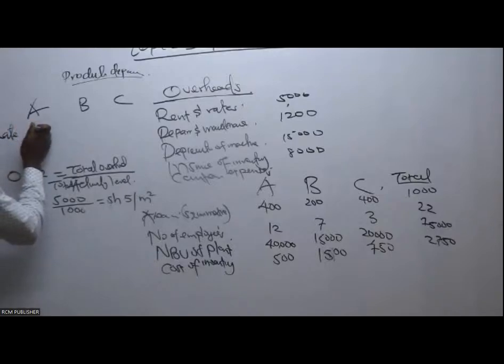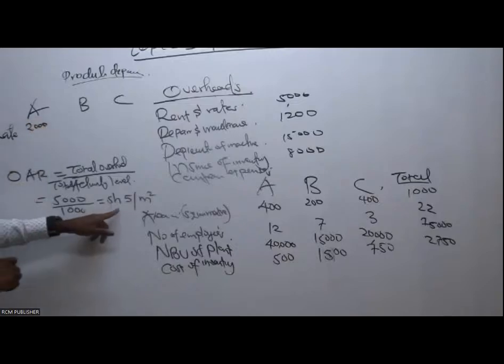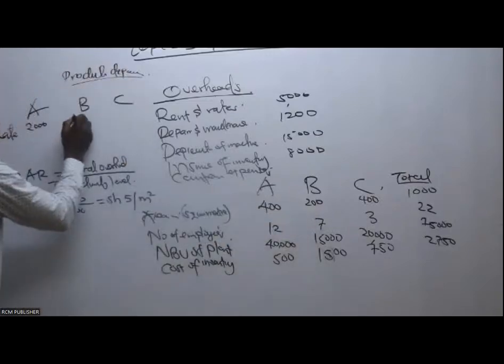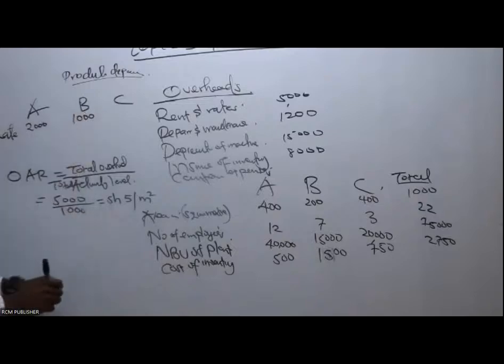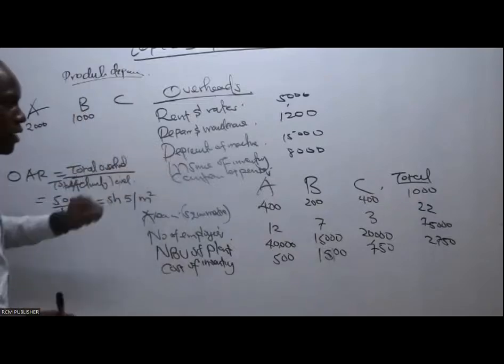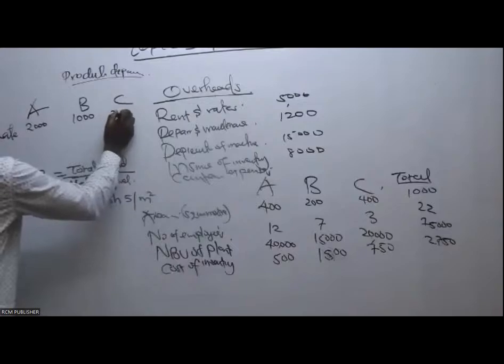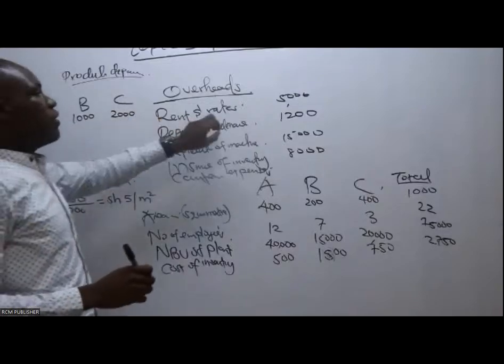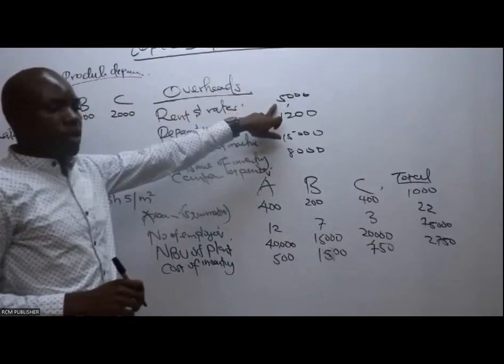Is it 20 or 2,000? It's going to be 2,000. We're going to have 5 times 200, which will give us 1,000. And then we are going to have 400 for C, which gives us the same value of 2,000. If I add these two things, they're giving me the total overhead that I was supposed to allocate.